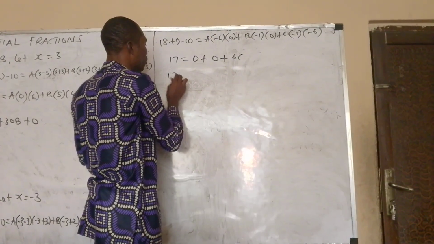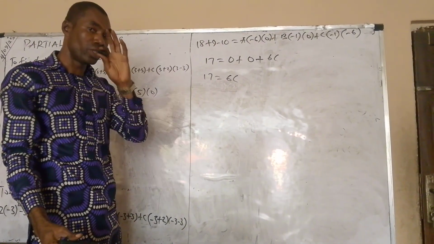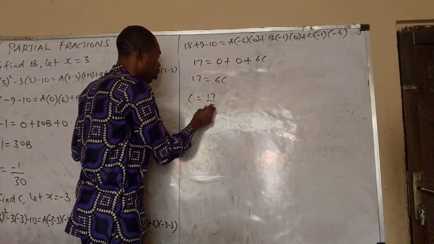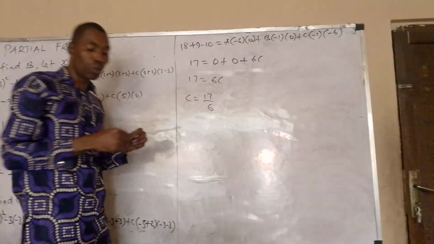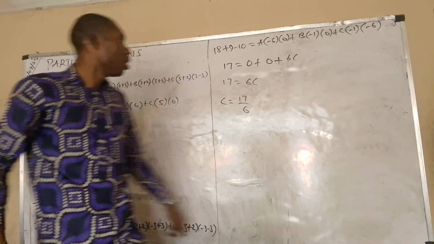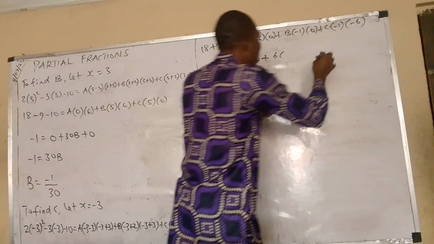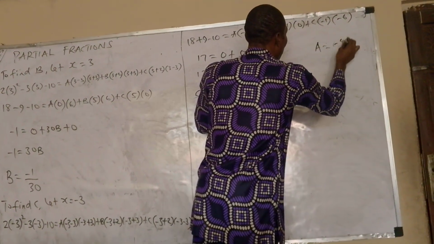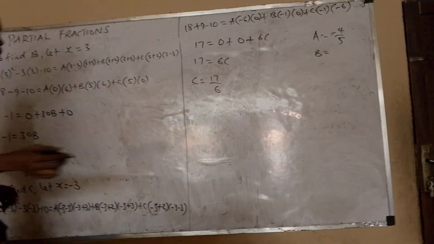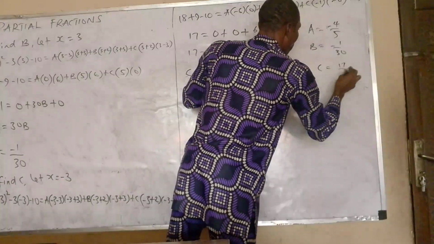So simplify for that, we have 17 equals, everything will give me 6C. Now to find C, we divide both sides by this 6. We have C equals 17 over 6. Now, we have succeeded in finding the values of our numerators, A, B, and C. What's my A again? Our A, we got minus 4 over 5. B, we got minus 1 over 30. And C we got 17 over 6.